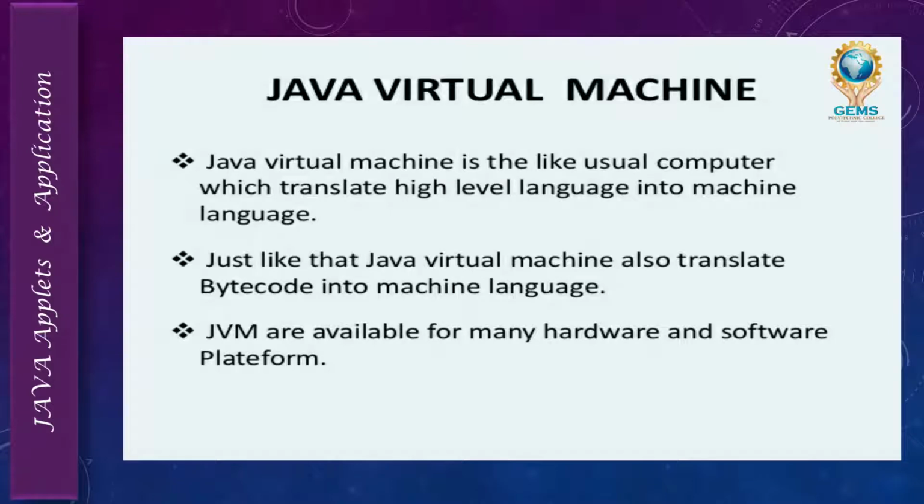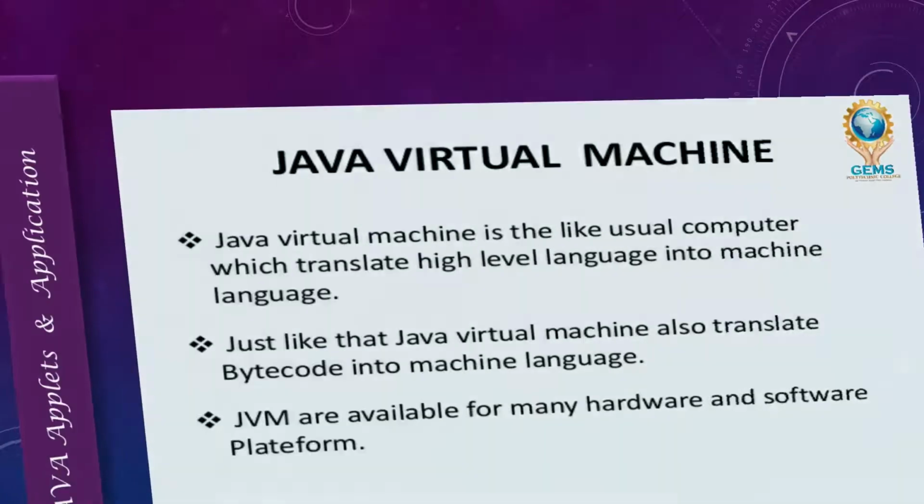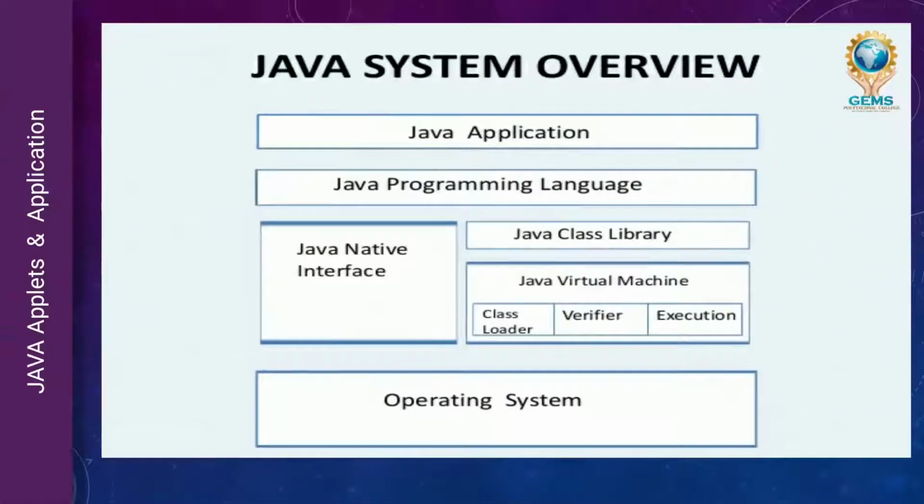The Java virtual machine is like a usual computer which translates high-level language into machine-level language. Just like that, the Java virtual machine also translates bytecode into machine language. JVM is available for many hardware and software platforms. What we discussed now. Now we talk about the structure of the Java system overview.